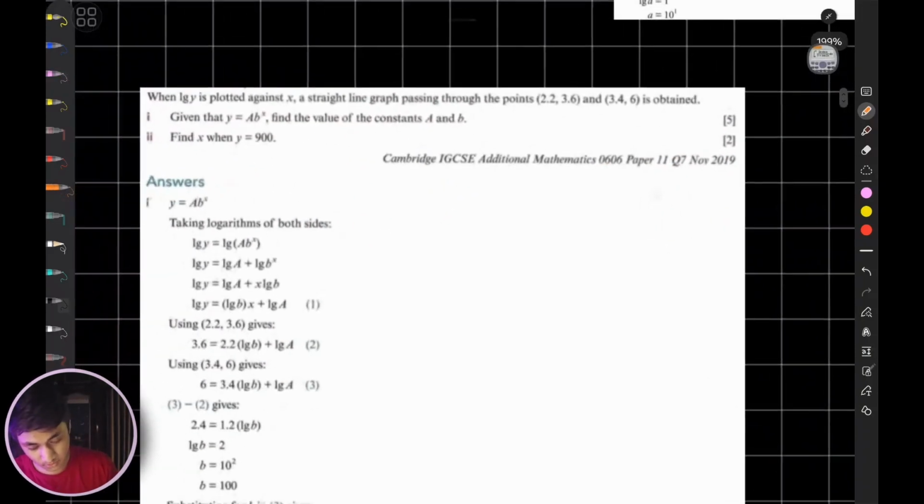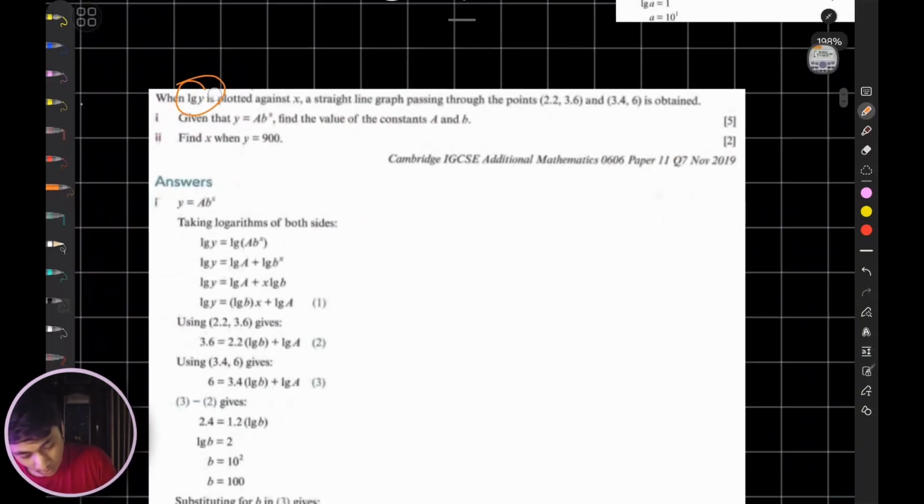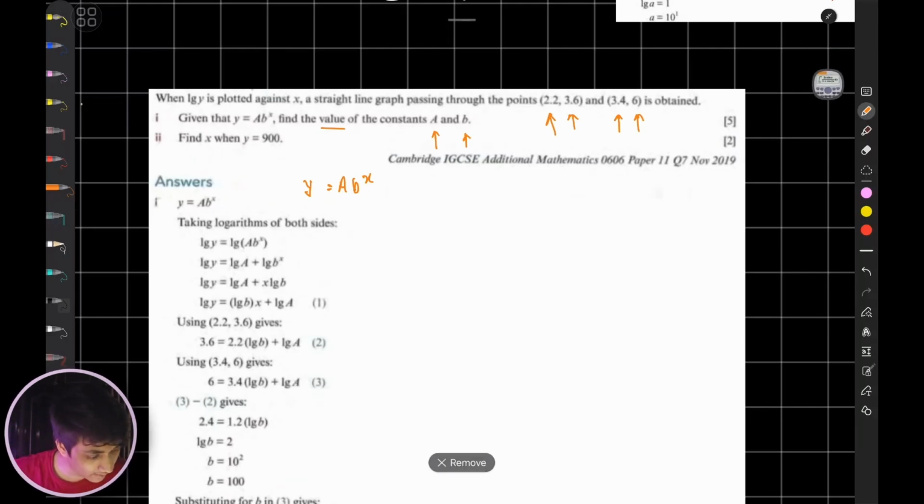All right. So the next question says, when log y is plotted against x, a straight line graph passing through points (2.2, 3.6) and (3.4, 6) is obtained. Given that y is equal to a times b to the power of x, find the value of constants a and b. Again, a similar type of question where they are asking you to find the constants a and b.